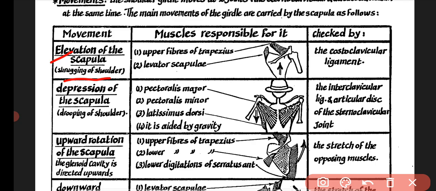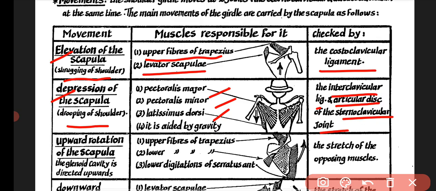The muscles responsible are the upper fibers of the trapezius and levator scapulae, and this is checked by the costoclavicular ligament. Movement number two is the depression of the scapula, that is dropping the shoulder down. What are the muscles responsible for the depression of the scapula? The major muscles are the pectoralis major, pectoralis minor, and latissimus dorsi. The movement is checked by the interclavicular ligament and the articular disc of the sternoclavicular joint.